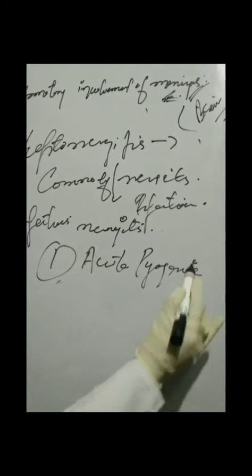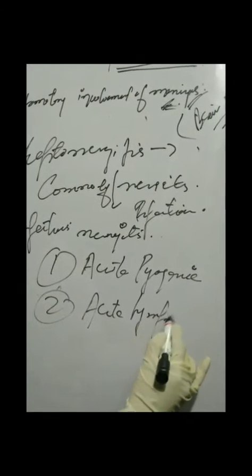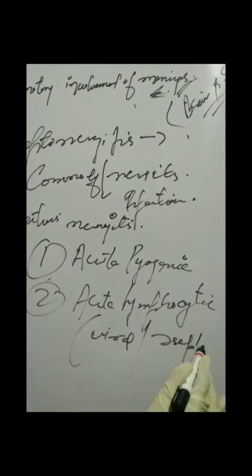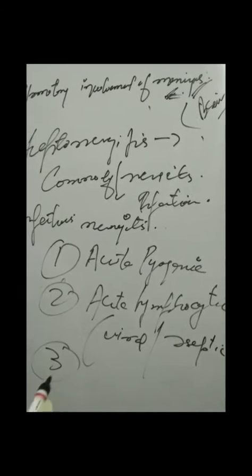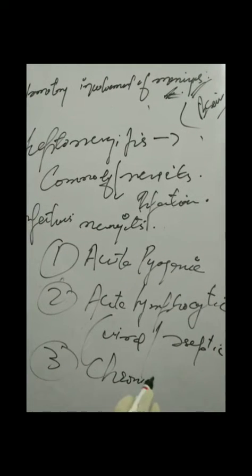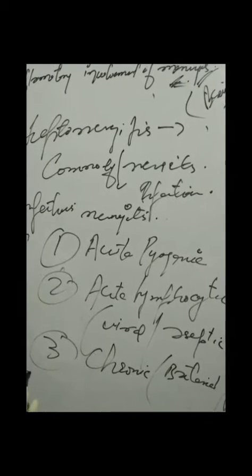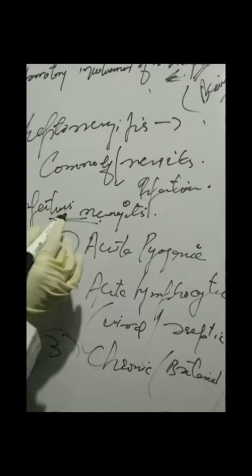Infectious meningitis is broadly classified into three types. First is the acute pyogenic, okay? Acute pyogenic. Second is the acute lymphocytic, also known as viral, or we can say aseptic. And the third type is chronic. It may be bacterial or fungal, okay? So these are the three classifications of infectious meningitis, or we can say leptomeningitis or meningitis, okay?